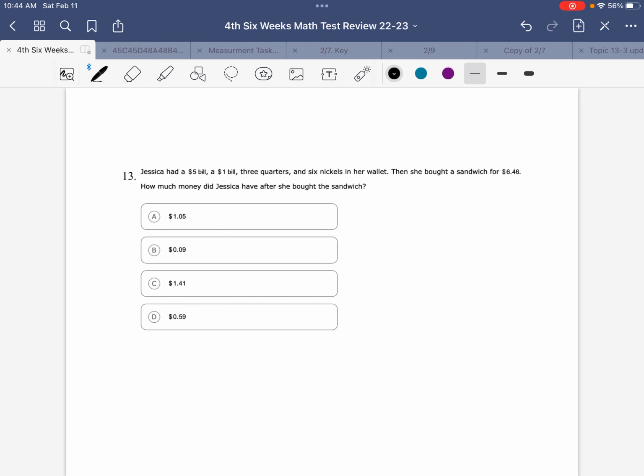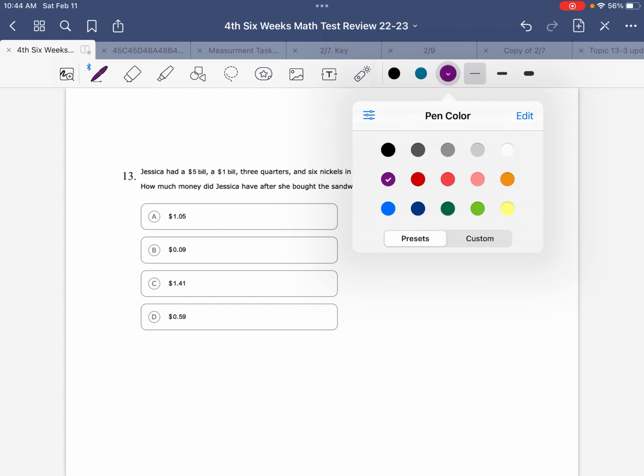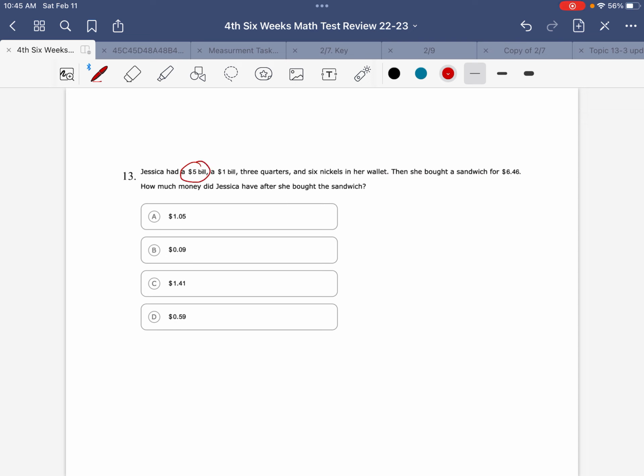Okay, next one says, Jessica has a $5 bill, a $1 bill, 3 quarters, and 6 nickels in her wallet. Then she bought a sandwich for $6.46. How much money did Jessica have after she bought the sandwich? So I'm going to do my cubes. Circle my important numbers: $5, $1, 3 quarters, 6 nickels, and I have $6.46. And now I'm going to underline my question. How much money did Jessica have after she bought the sandwich?